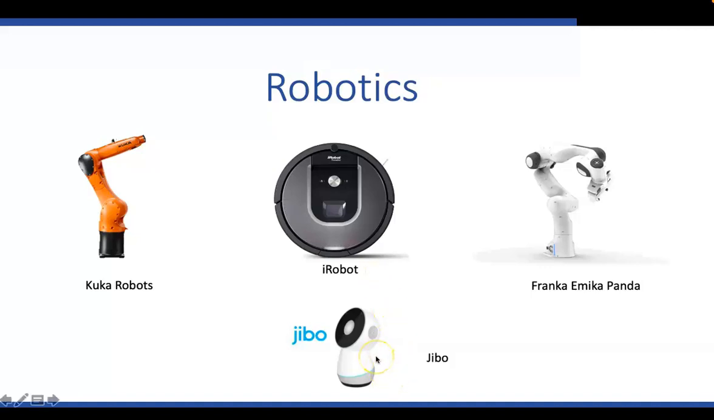Also, there has been recent development in personal robots, for example, Jibo, which will be helpful. It will be like a personal companion for you, a teacher for your kids, and so on. There are a lot of examples.